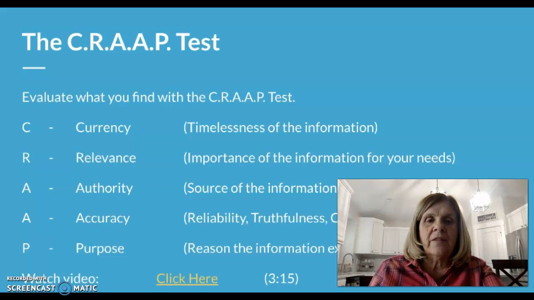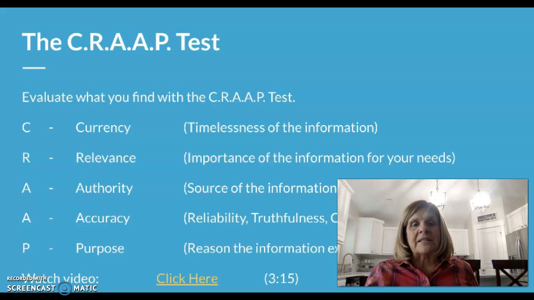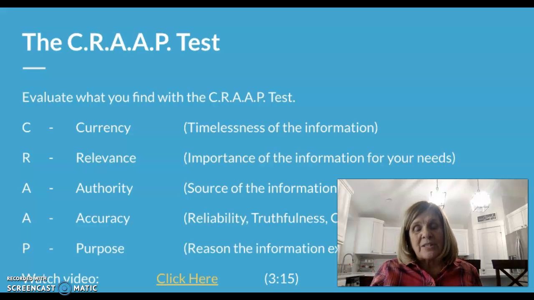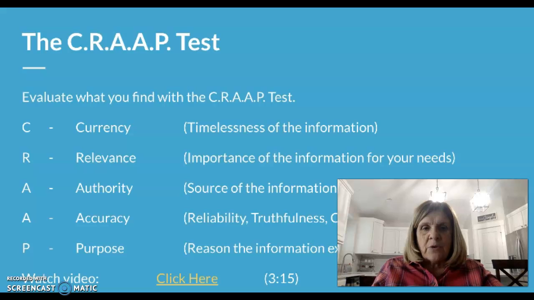So the CSU group came up with what they call a CRAAP test, and what it means is it's a way to decide whether or not resources are authentic and acceptable for college level research. If you look at this video, there's actually a video that you can watch. They go over an example of a source that someone found for a research paper, and they use these letters to test the validity of that source.